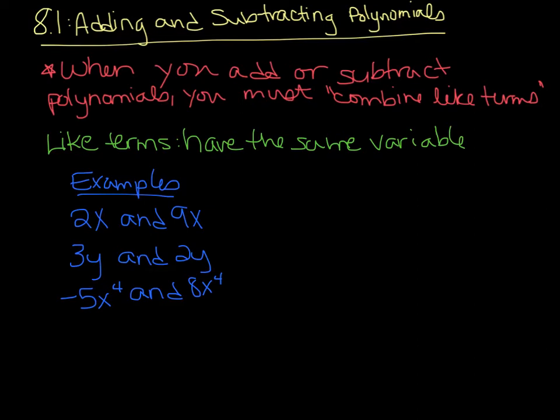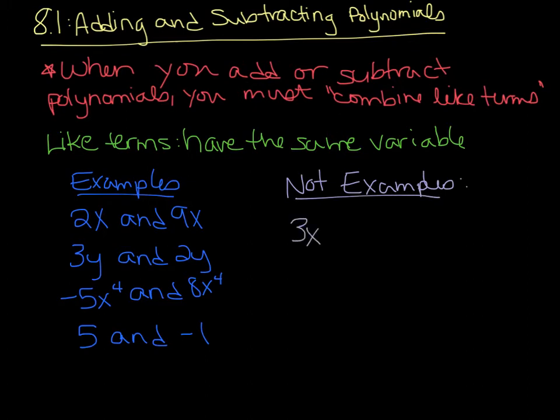Also, if you have two constants, which are numbers, something like 5 and negative 1, those would be considered like terms. So I'm also going to give you a few things that are not examples of like terms, which means that you cannot put them together, you cannot combine them. For example, you can't put together 3x to the third and 3x to the fourth. Those are not like terms.